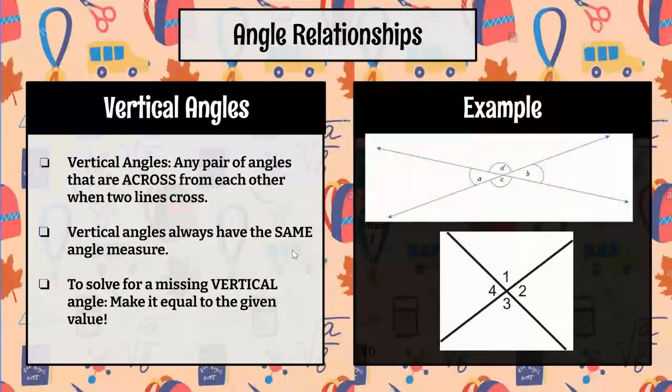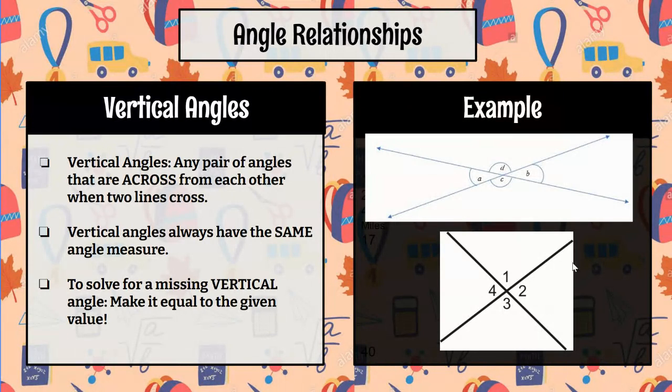The first is vertical angles. Vertical angles are any pair of angles that are across from each other when two lines cross. I've given you two examples over here. Notice here's a line, here's a line, and they're crossing each other. My vertical angles are the ones across from each other. So my vertical angles in this picture would be A and B, and my other pair of vertical angles are D and C. Now notice, A is not a vertical angle with D because A is not across from D. A is not facing D. A is a vertical angle with B.